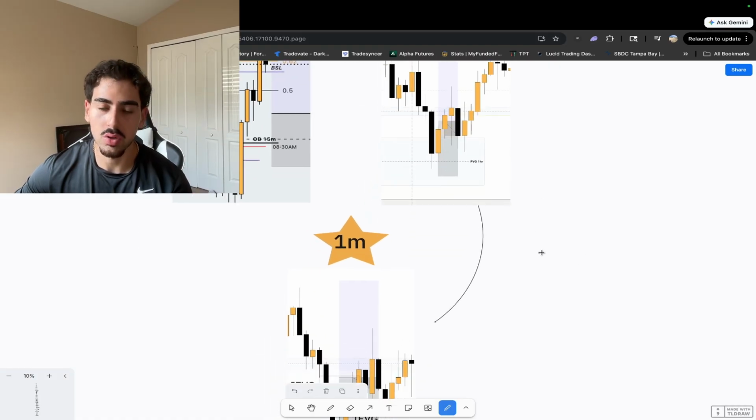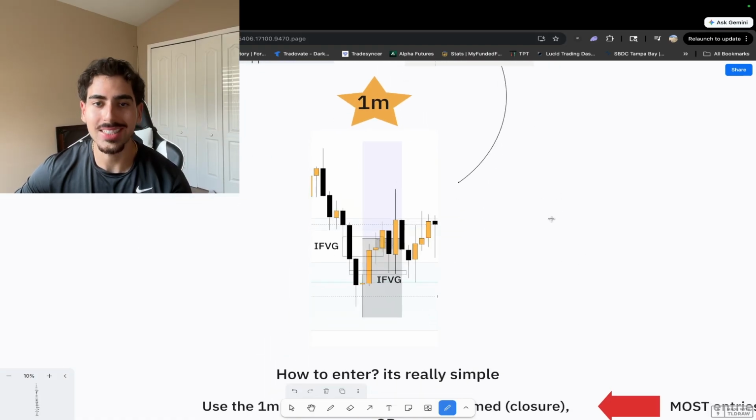But the star of the show goes to the 1-minute. The 1-minute is the best for inverse fair value gaps, and you really need to be looking at the 1-minute if you want to take trades with this entry model. You can see here that price is pushing down. We tap into some sort of higher time frame level. Price has a bearish fair value gap formed. We have 2 of them already.